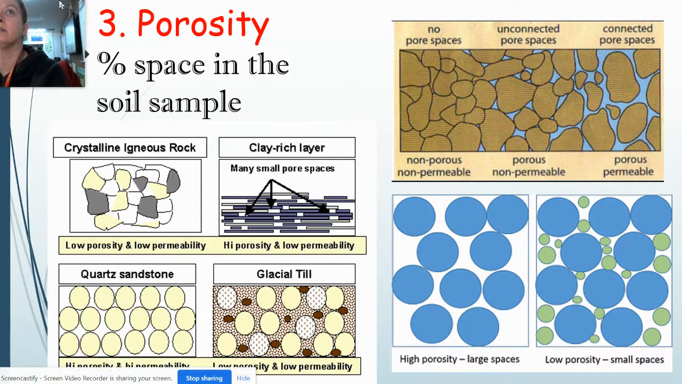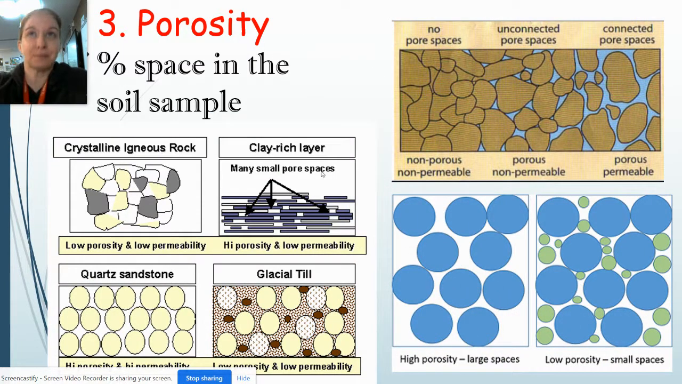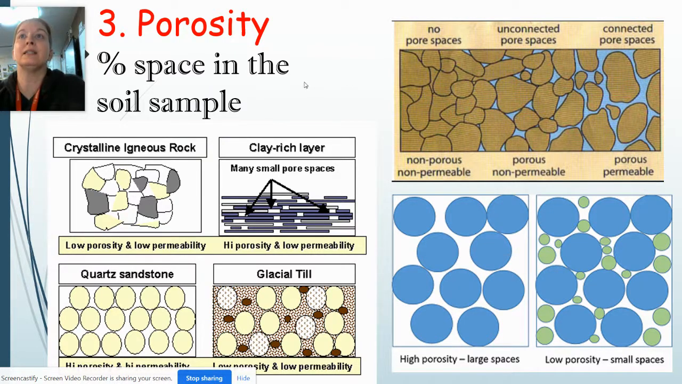Porosity. It's the percent space in the soil sample. So the more pore spaces you have, the more porosity you have. It's kind of hard to classify things this way because sometimes you have low porosity and low permeability, and sometimes you have high porosity and low permeability. You can have all of the combinations. You can have large spaces and high porosity, or small spaces and low porosity. So understanding what porosity is is important, but it's harder to group the different soils this way.